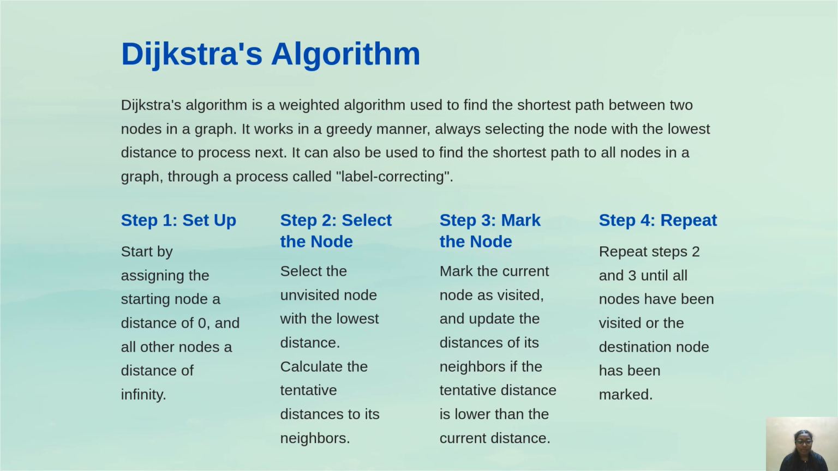We have four steps. The first step is setup. Start by assigning the starting node a distance of 0 and all other nodes with a distance of infinity. Step 2, select the node. Select the unvisited node with the lowest distance. Calculate the tentative distances to its neighbors. Step 3 is mark the node. Mark the current node as visited and update the distance of its neighbors if the tentative distance is lower than the current distance. Step 4 is repeat. Repeat steps 2 and 3 until all nodes have been visited or the destination node has been marked.